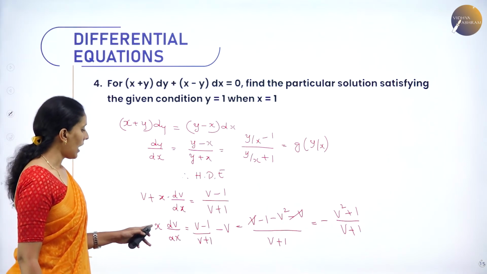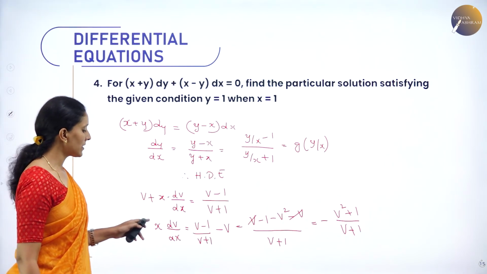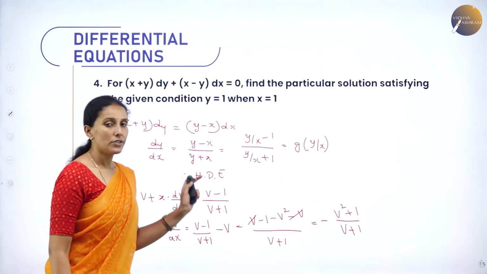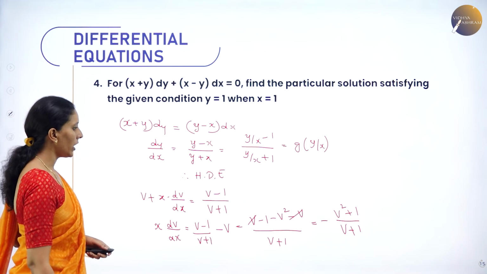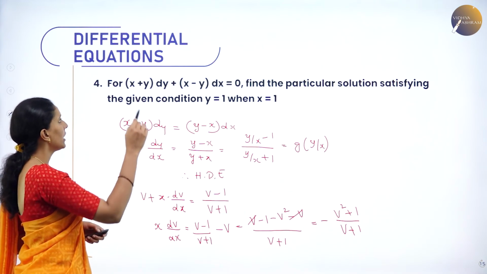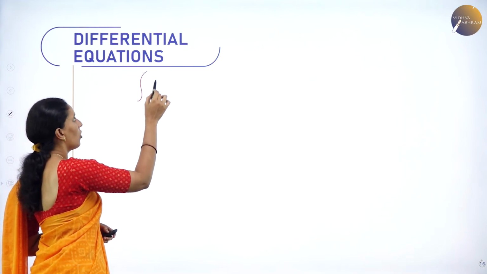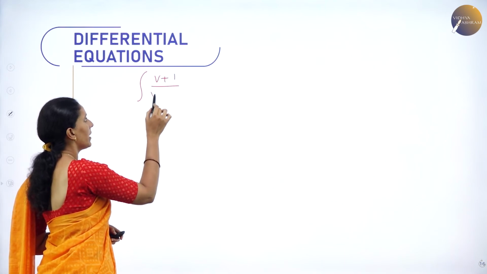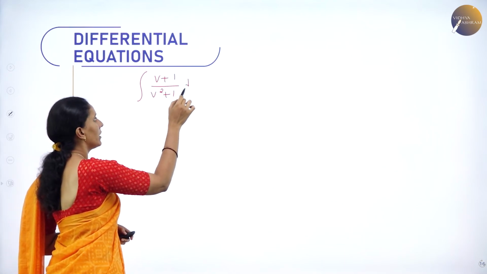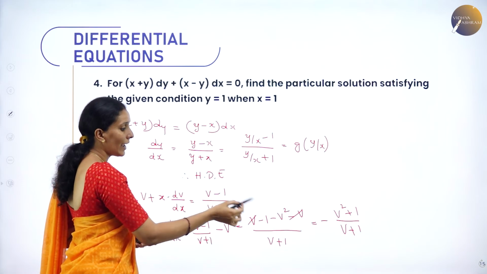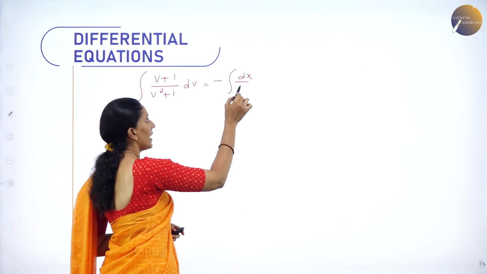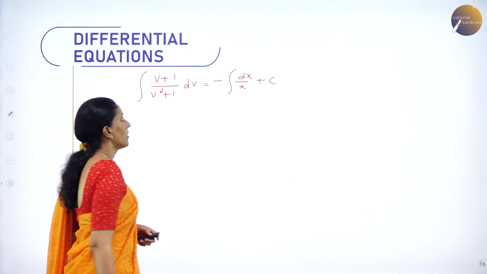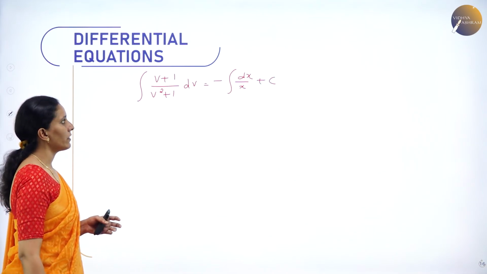So next, I will separate the x variable and variable v towards either side. Then it will become integral of (v plus 1) divided by (v square plus 1) dv, and you have negative on the right side. So therefore it is minus dx by x plus c. So now here (v plus 1) by (v square plus 1).